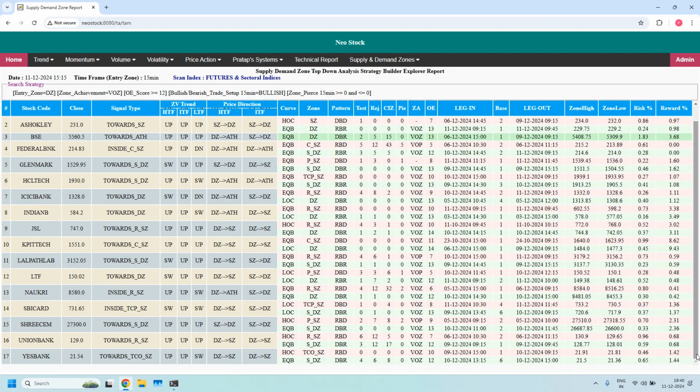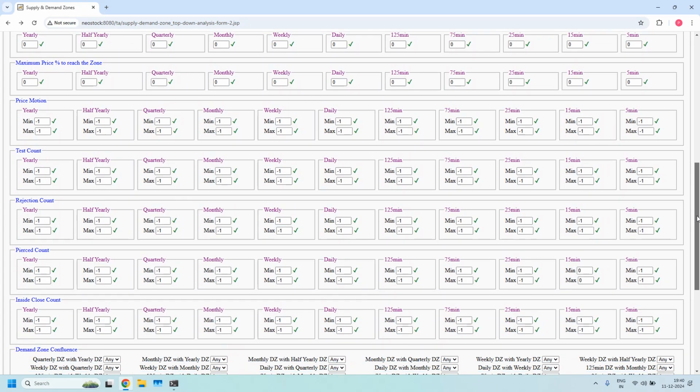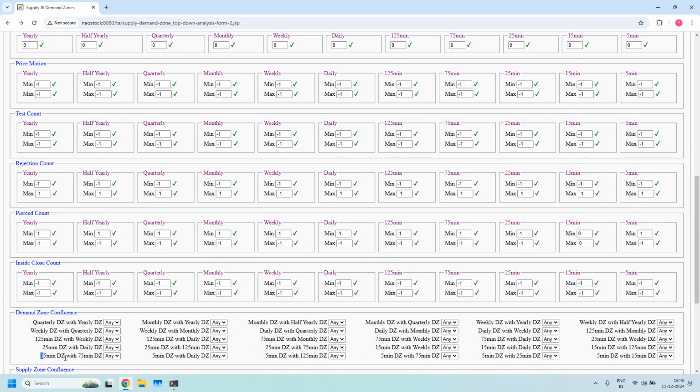All these 17 stocks are bullish trade setup for daily income trade. Entry zones are 15 minutes demand zones. Out of these 17 15 minutes demand zones, there could be some high probability 15 minutes demand zones available. Let us filter them. First filter is based on LTF and ITF demand zone confluence. That is 15 minutes with 75 minutes demand zone confluence.